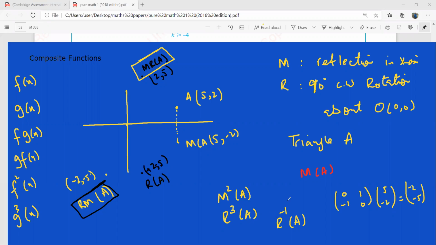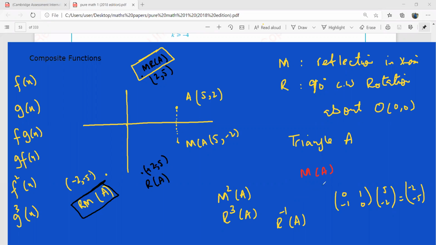Now with R inverse, if your R is a 90 degrees clockwise rotation, what would be R inverse of A? 90 degrees anti-clockwise. Just a minute. I was asking about this R inverse of A. So if your R is a 90 degrees clockwise rotation, what would be R inverse of A?